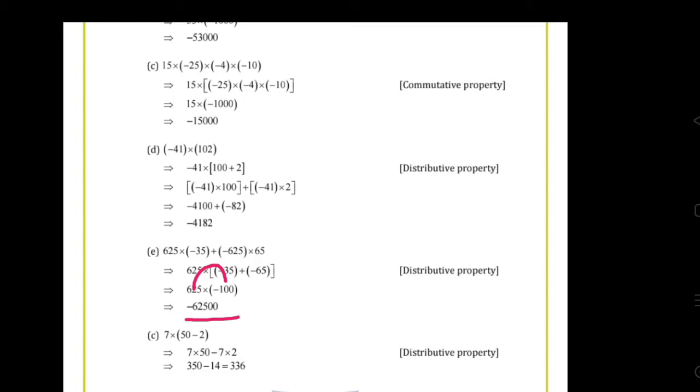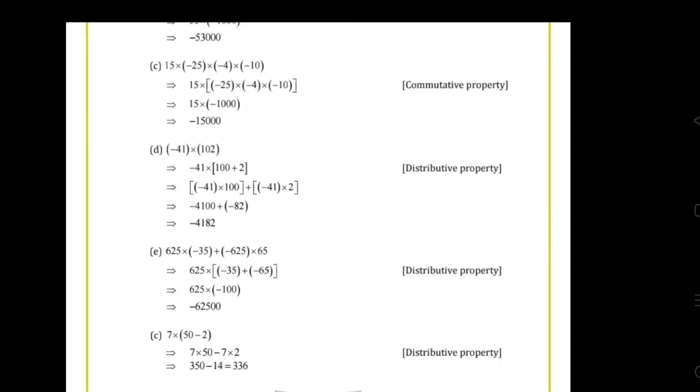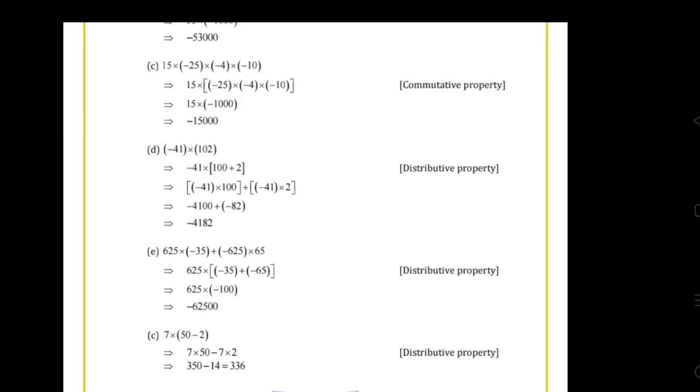Now next, 7 × (50 - 2). So afterward 7 × 50 and 7 × 2. So 7 × 50 becomes 350, and 7 × 2 means 14. So the subtraction of 350 minus 14 equals 336. So now the remaining questions do yourselves in the same way.